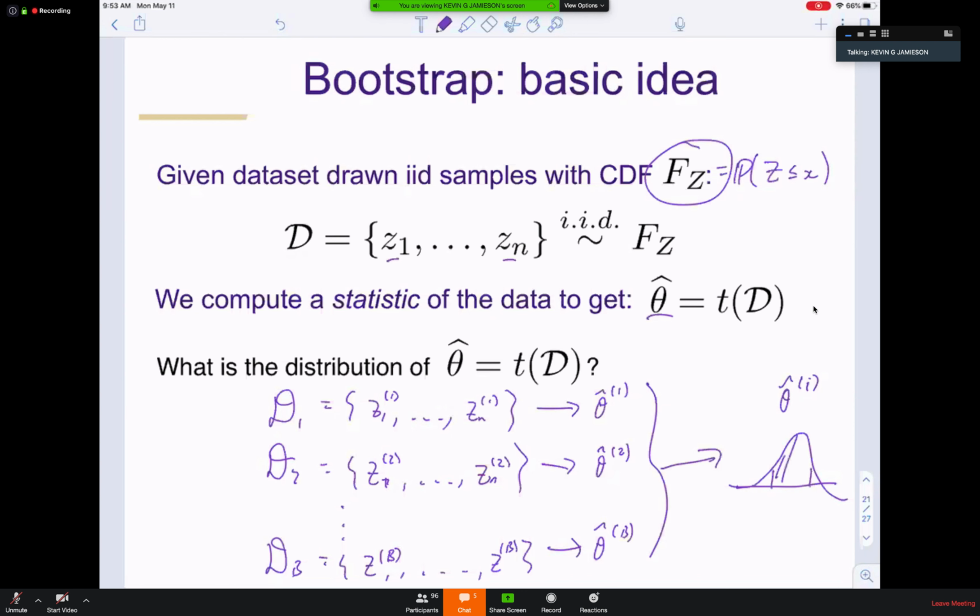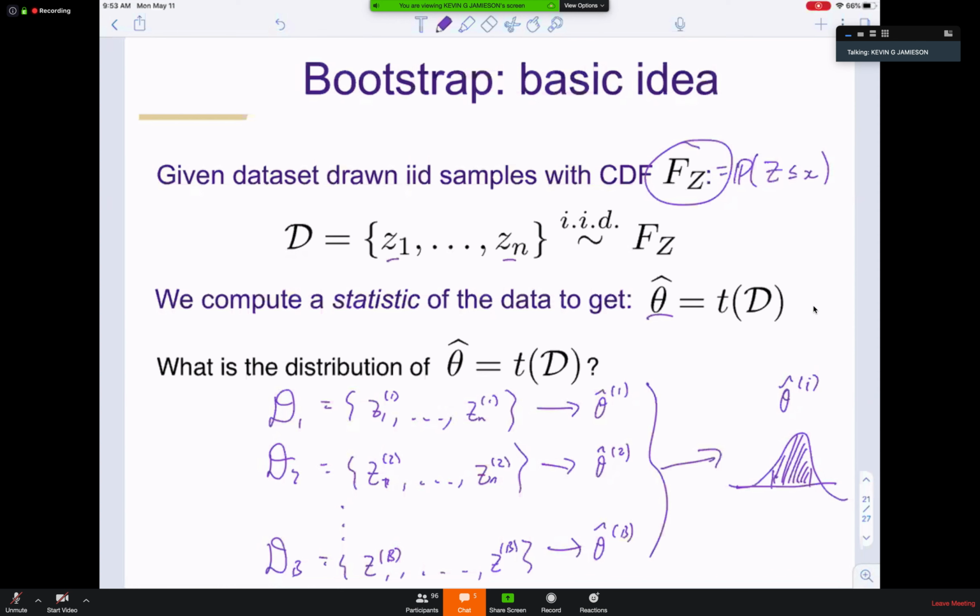So then I can build some confidence interval that includes 95% of the theta hats that this particular statistic will generate, given n IID draws from the distribution FZ. Okay, this is what I would want to do.